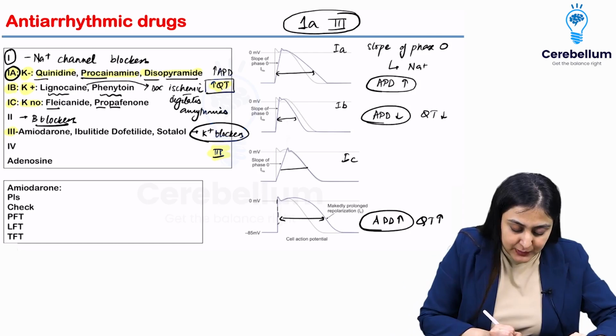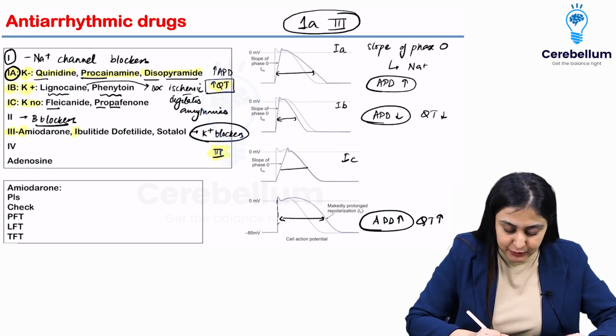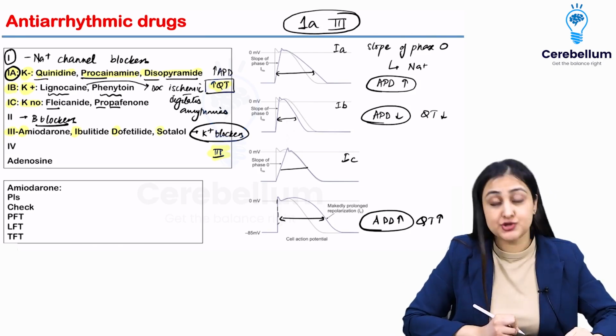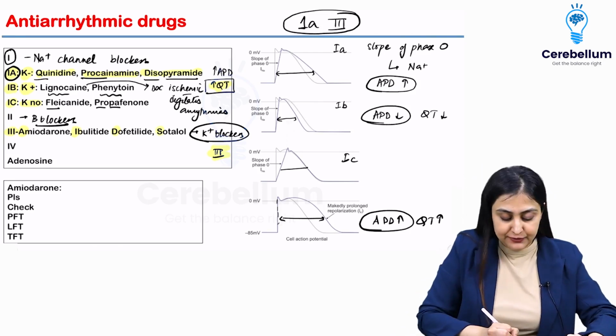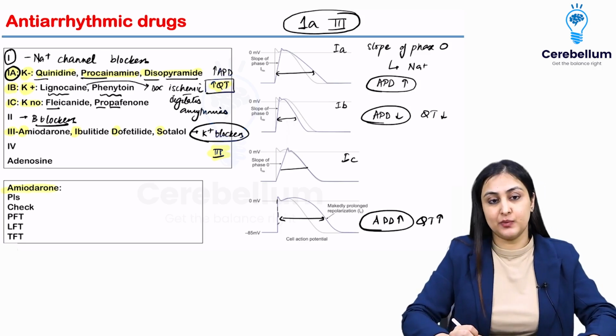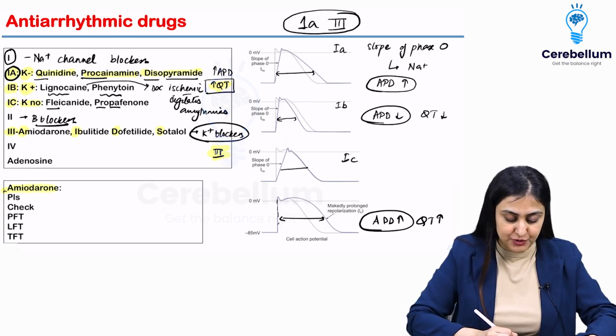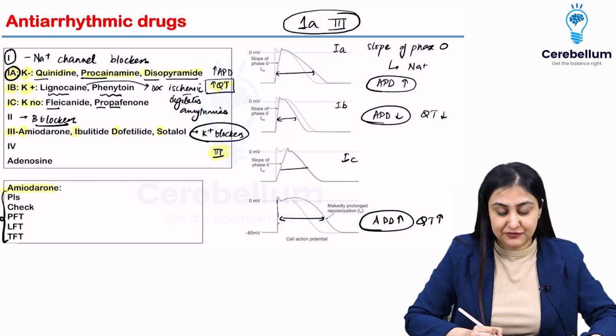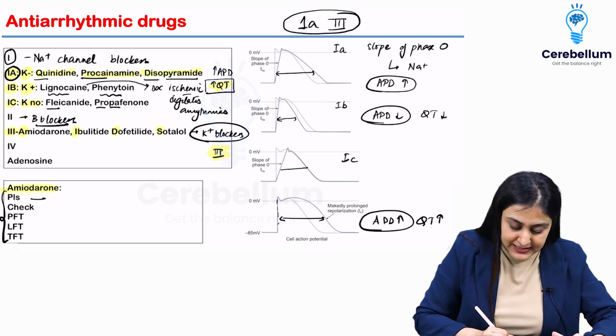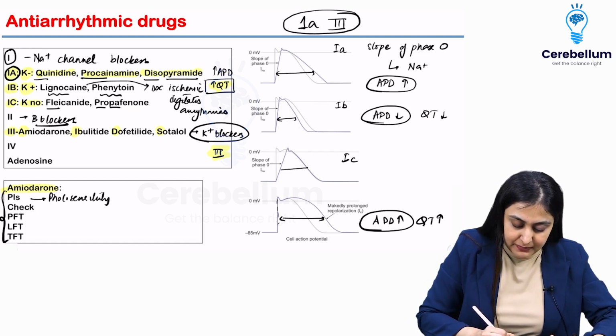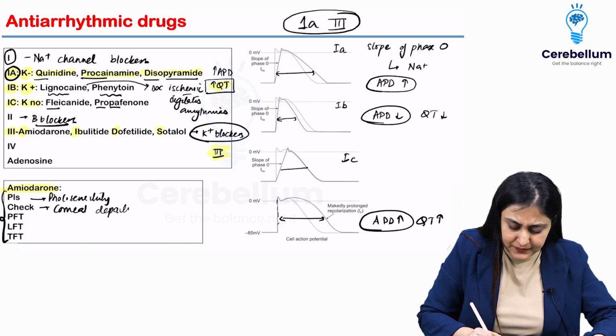In class 3, what we have is AIDS drugs. You want to remember AIDS: amiodarone, ibutilide, dofetilide, and sotalol. So AIDS drugs, out of which amiodarone is very, very important. The side effects are very important. So you want to remember, please check PFT, LFT, TFT. So please, because this causes photosensitivity. You want to remember, check because this causes corneal deposits. PFT because this causes lung fibrosis.